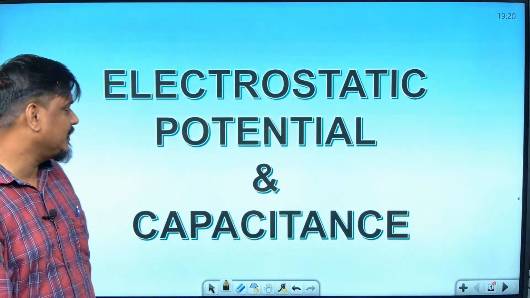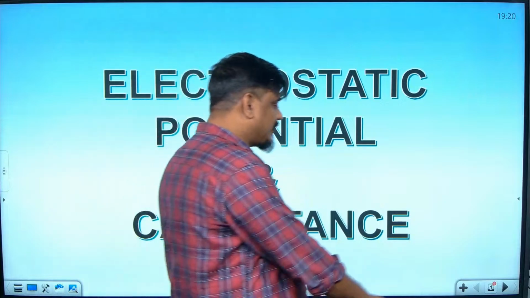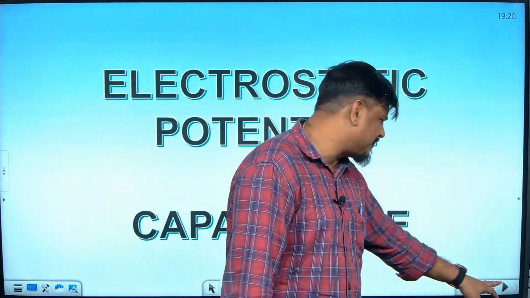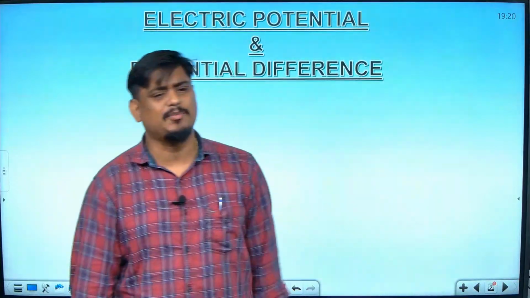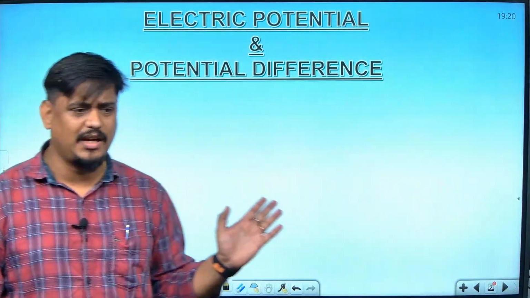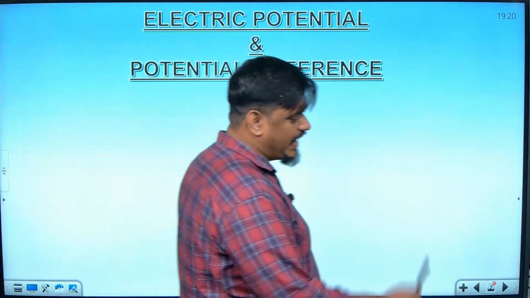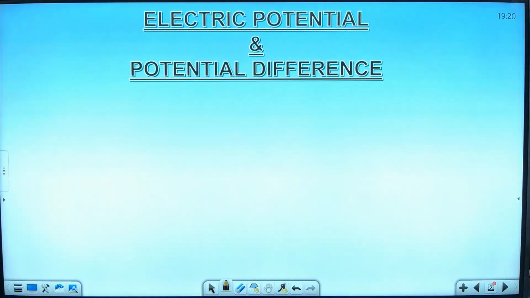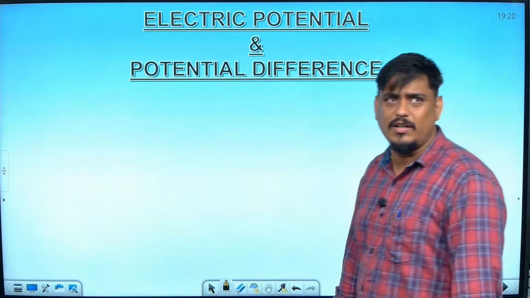So coming back, I am going to enter into the subject directly. We don't have much time. This is a very big chapter. One of the biggest chapters of 12th, after ray optics, is electrostatic potential and capacitance. And the first topic in this chapter is: what is electric potential? Anybody remembers what is electric potential?